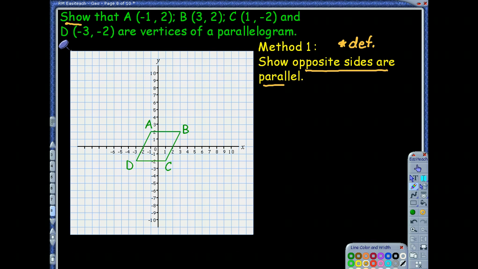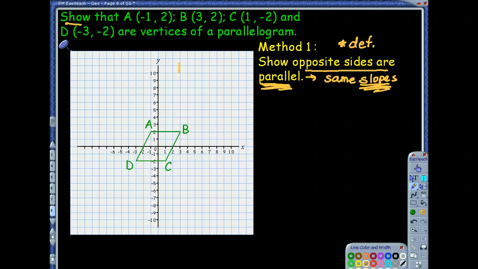Now, why could I show that opposite sides are parallel to prove it's a parallelogram? Well, because the definition says so. Let's think about why this would help us. If opposite sides are parallel, what does that basically mean? That means if I'm thinking about it in a coordinate plane, they'd have the same slopes. So this method 1 is all about the slope.